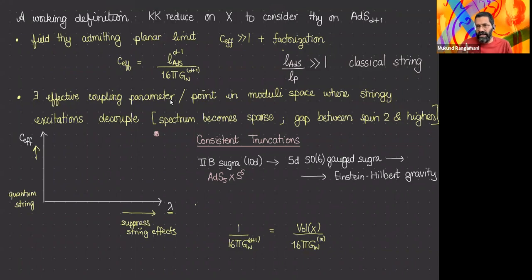I'll just say that many more consistent truncations are known, to various other subsectors keeping various charges, scalar fields, and so on and so forth.